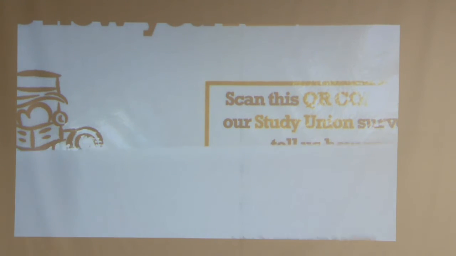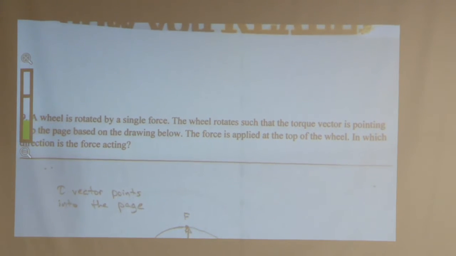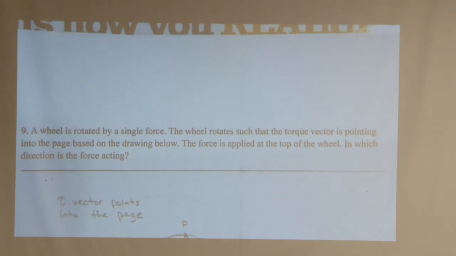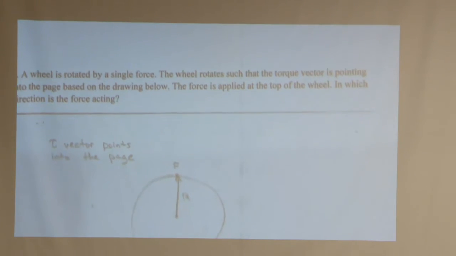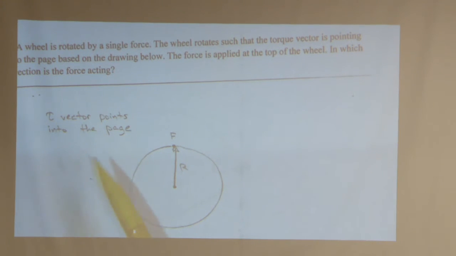This one's going to be application of the right-hand rule, because this could show up as a conceptual question, like multiple choice. A wheel is rotated by a single force. The wheel rotates such that the torque vector is pointed into the page based on the drawing below. The force is applied to the top of the wheel. In which direction is the force acting? All right, so we have a wheel, and we're given the information that the torque vector points into the page. We're going to be using the right-hand rule, but backwards, because we're given torque and we're given radius, but we don't know the force direction.